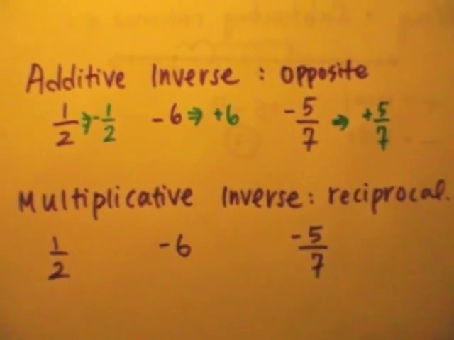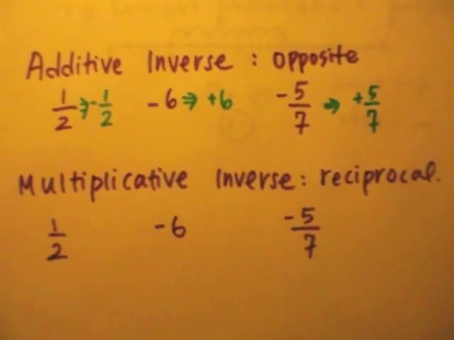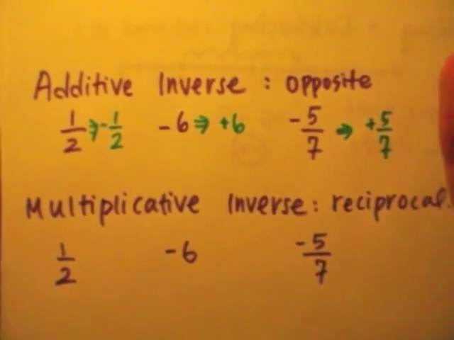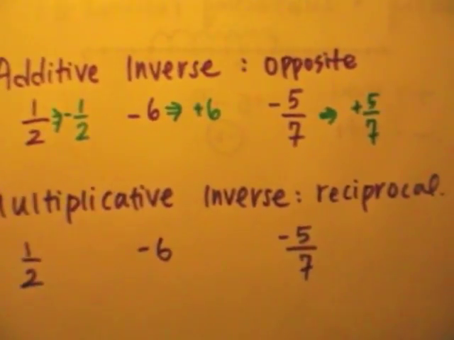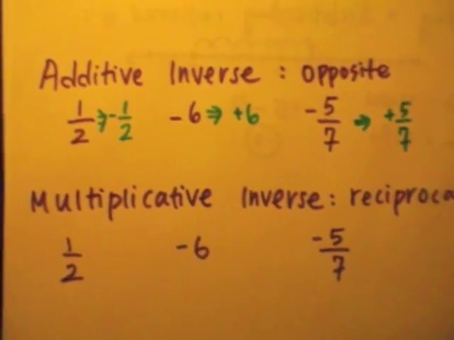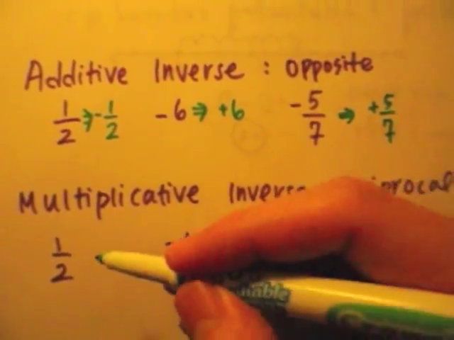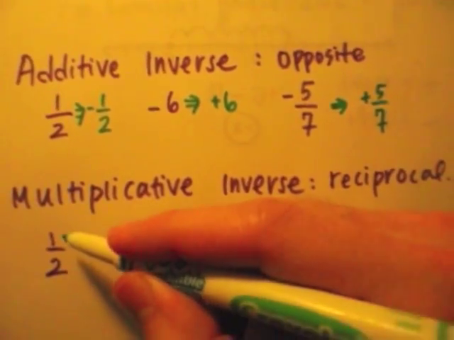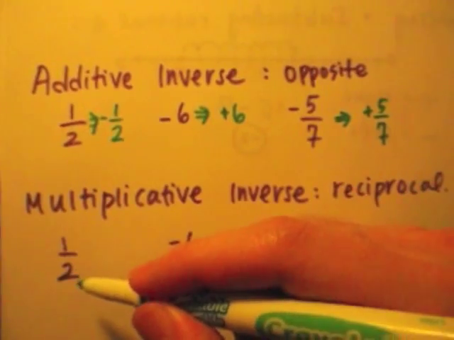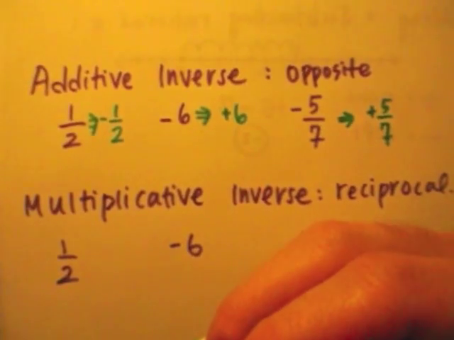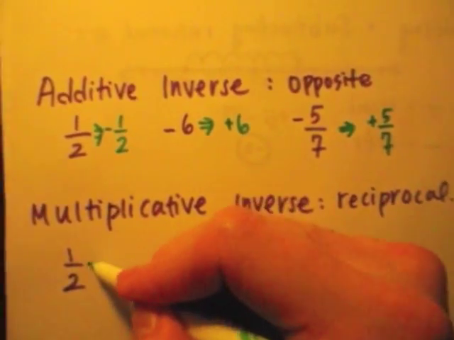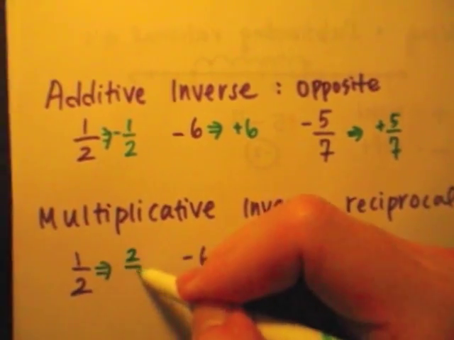Alright, and you guys are familiar with how to find the reciprocal, right? Additive inverse and multiplicative inverse are just fancy ways of saying the opposite and the reciprocal, right? The reciprocal of 1/2, well, I'm going to take the numerator, which is the top number of the fraction, and the denominator, which is the bottom number of the fraction, and I'm just going to switch the two. Remember that? So 1/2 becomes 2 over 1.